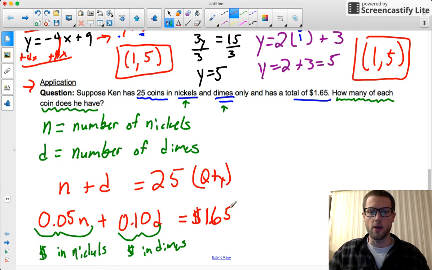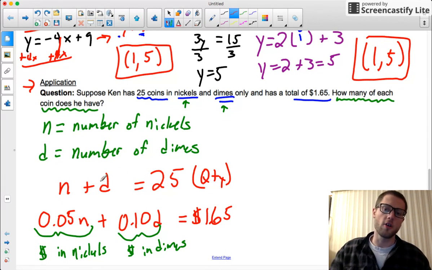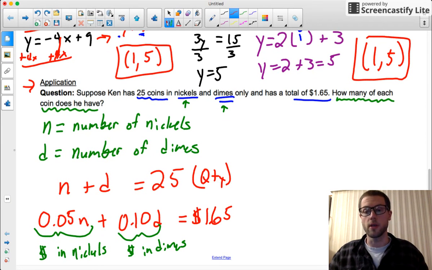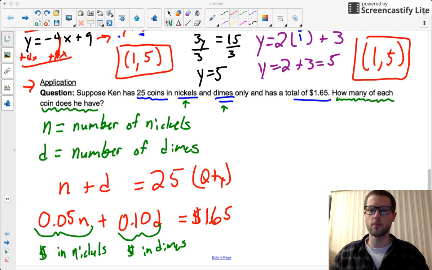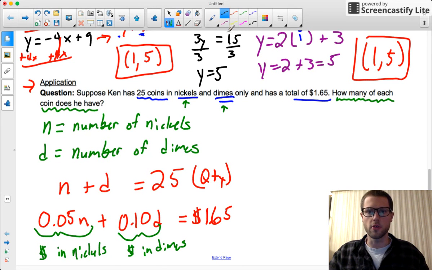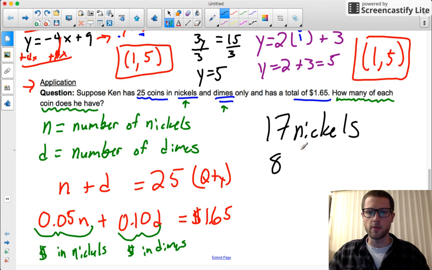And from here, I can solve this any number of ways using any of those methods above. I could solve using substitution. I could solve by graphing it. I could solve using elimination. So I'll actually let you figure this one out, but I will give you the solution: it is going to come out to 17 nickels and 8 dimes. So go ahead and give this one a shot by solving using any of those methods and see if you get the same answer here.